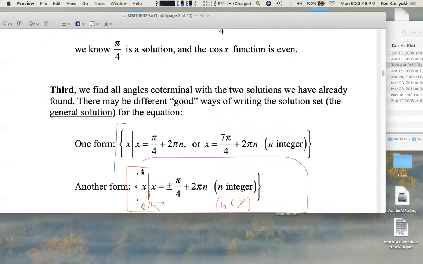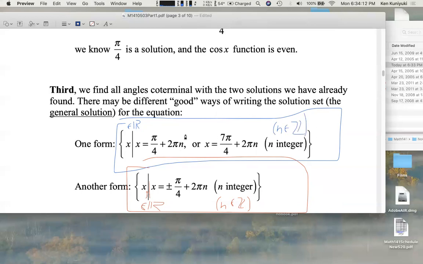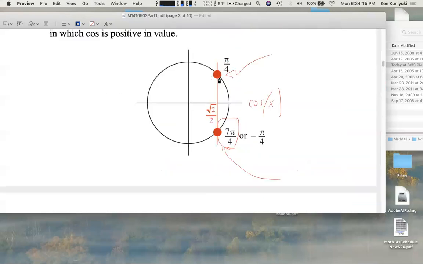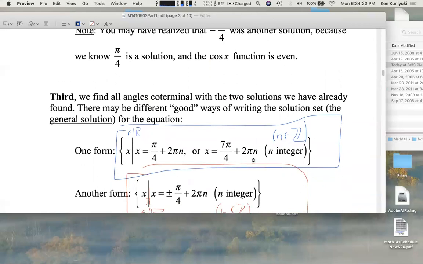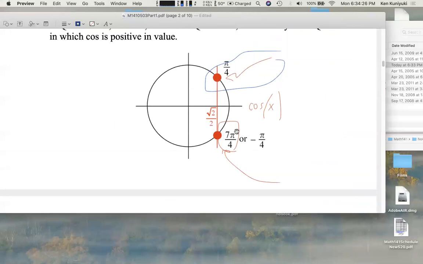I will accept any solution set that's correct, within reason. The set of all x in the reals such that x is of the form pi over 4 plus 2 pi n, where n is an integer. Again, that can be written like this. That takes care of all the representatives for this northeastern point in quadrant 1. Or of the form x equals 7 pi over 4 plus 2 pi n, where n is an integer. That gives us all the representatives for this southeastern quadrant 4 point over here.